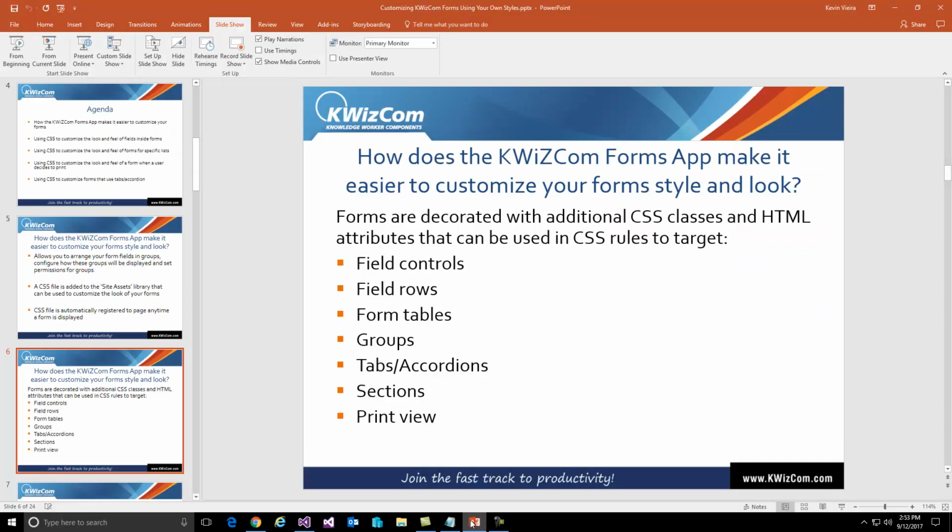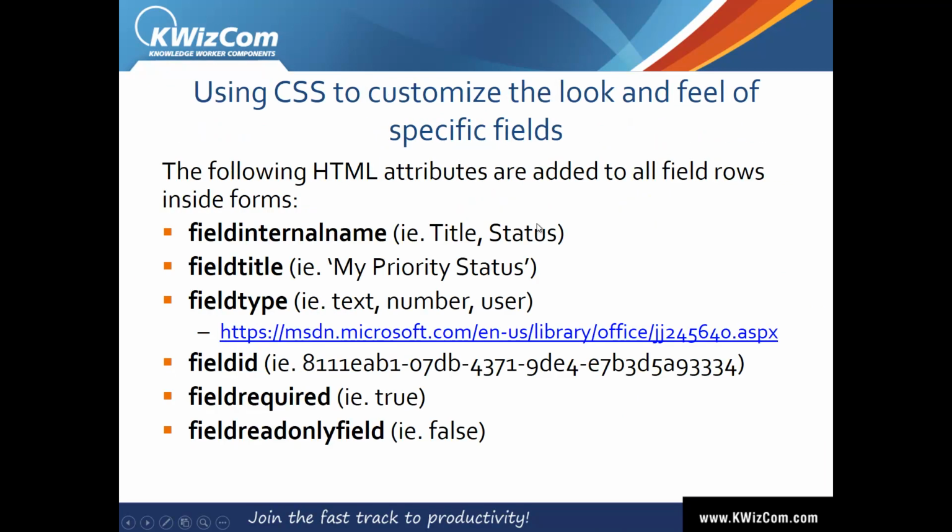So I'm going to go back and continue from the current slide, and go to the next slide. So what are the HTML attributes that we add for fields, if you want to target fields? Let's talk about using CSS to customize the look and feel of specific fields. The following attributes are added. We add the field internal name, the field title, the field type, the field ID, whether or not the field is required, and whether or not the field is a read-only field.